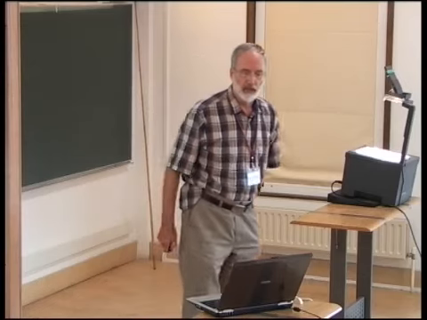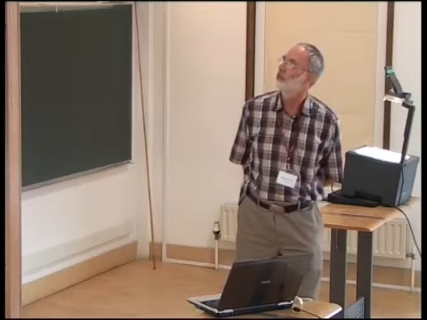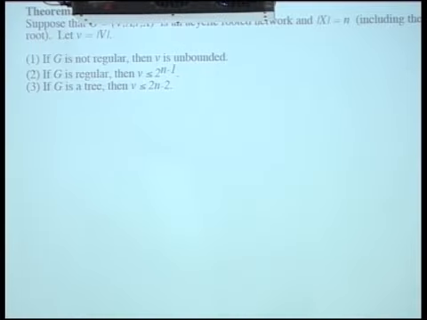How complicated are normal networks? Which is an important issue. Suppose that we have a cyclic rooted network, and X, the base set, has n members, including the root. Well, let's look at how many vertices might be in the network. If G is not regular, then that's unbounded. You could have an arbitrary number. You just keep putting in edges as you wish.